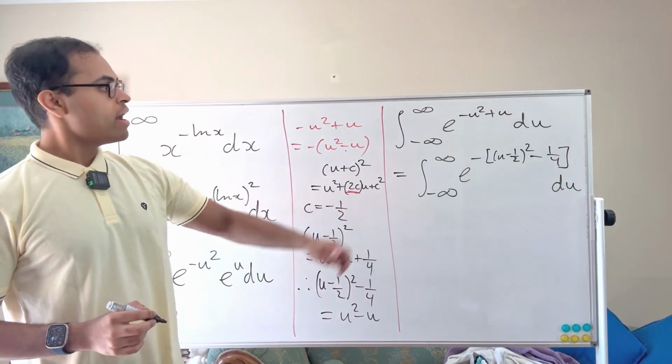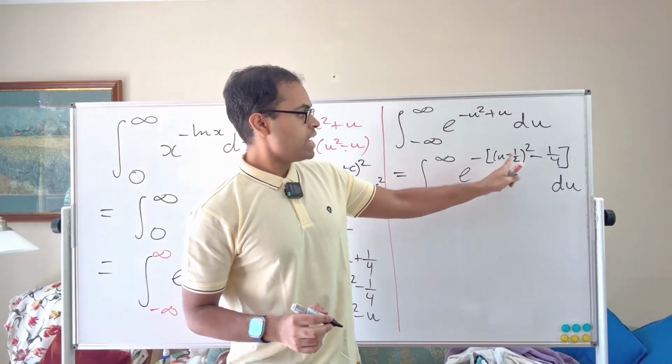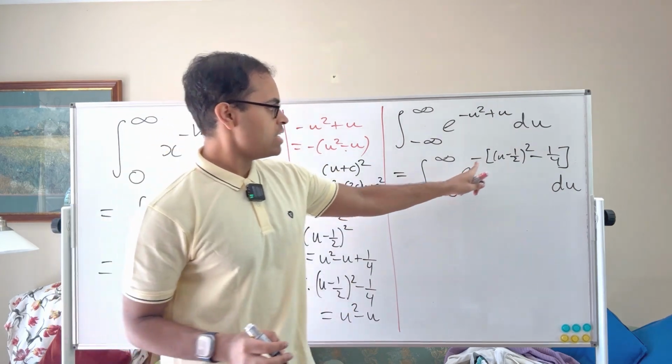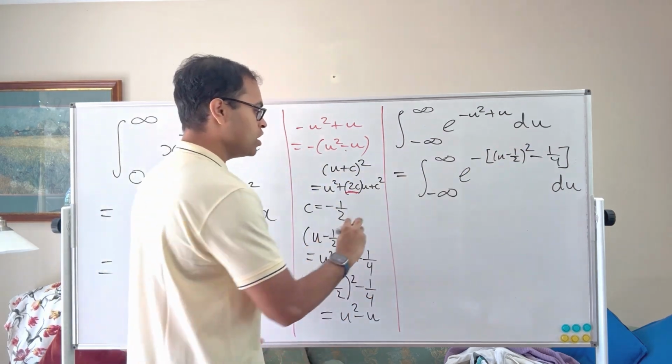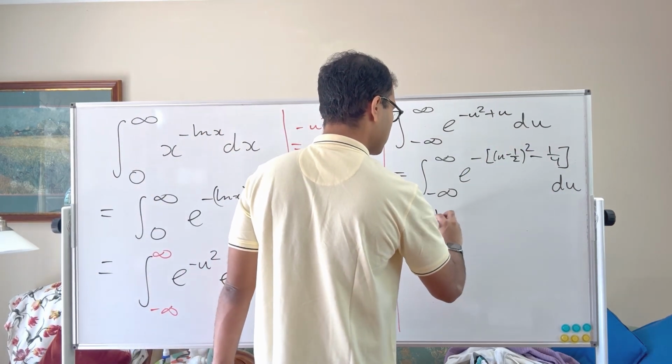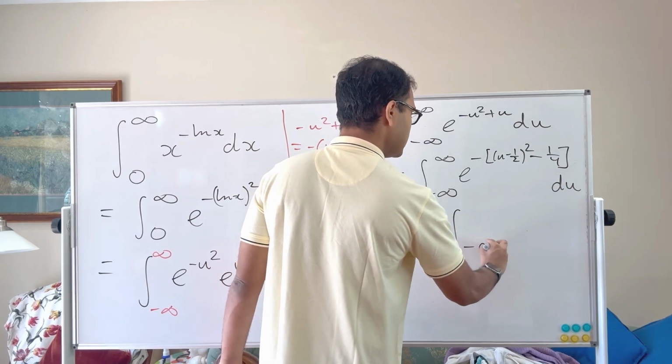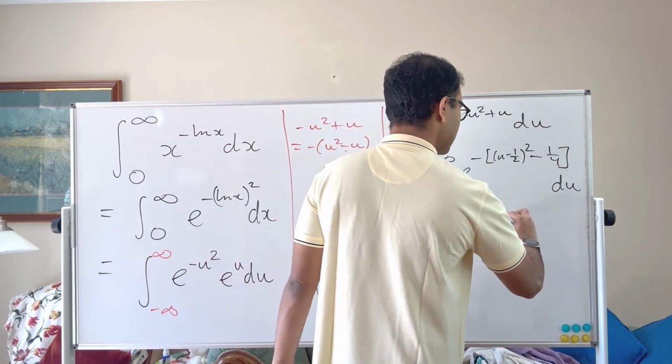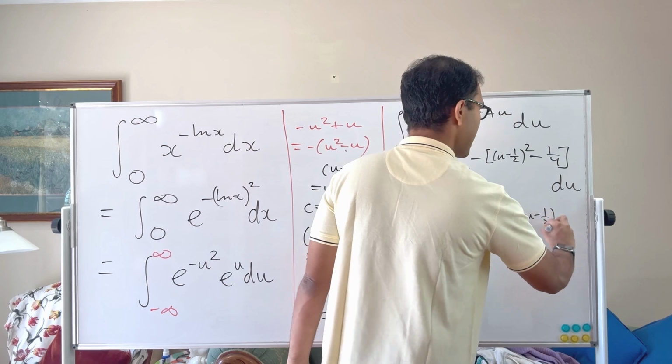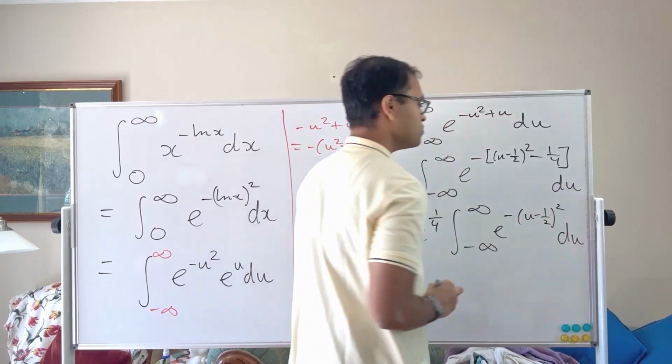Now what we can do is take out the e to the 1/4, because negative of negative 1/4 is positive 1/4. So the e to the 1/4 comes out front. It's a constant, times the integral from negative infinity to infinity of e to the negative u minus half squared du. So that's what we're going to get.